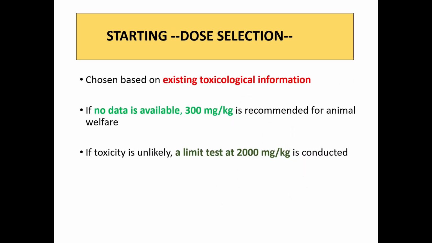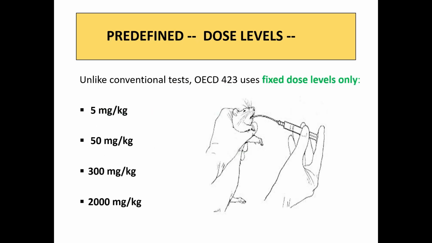Here you can see starting dose selections. You can choose based on existing toxicological information. If literature is already available and the data is going to regulatory, the ethical committee allows you to do the experiment. In that condition, previous data is considered, and from the previous data you can decide which dose to select among these 4 doses: 5 mg, 50 mg, 300 mg or 2000 mg per kg.